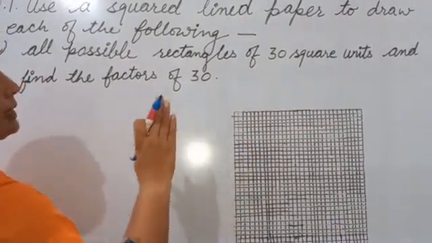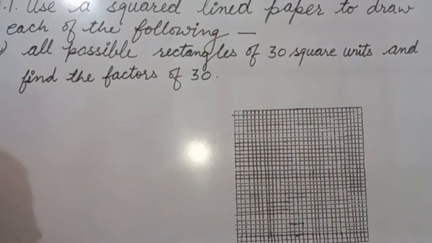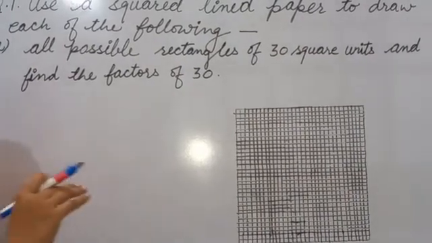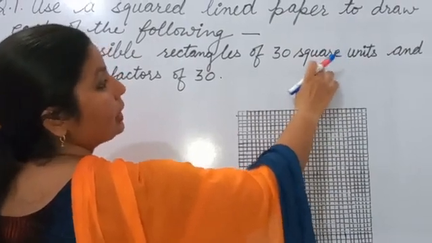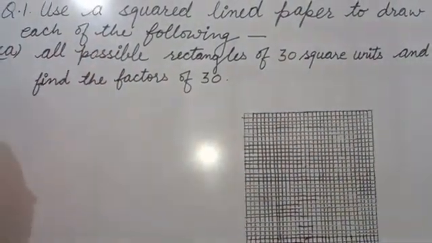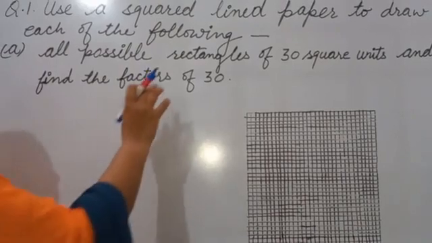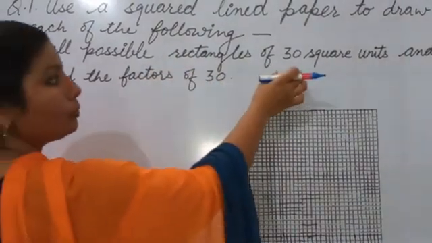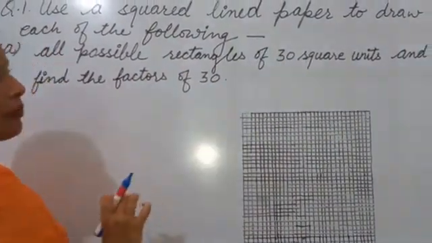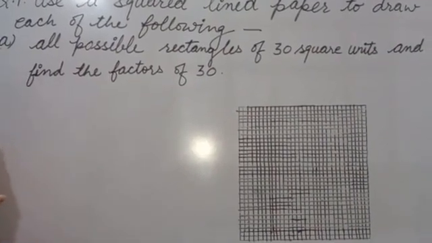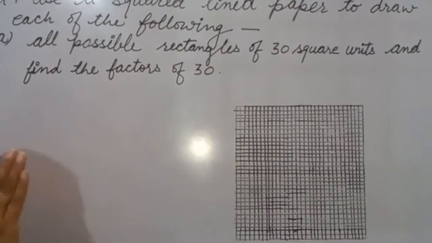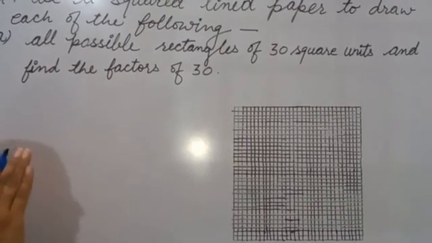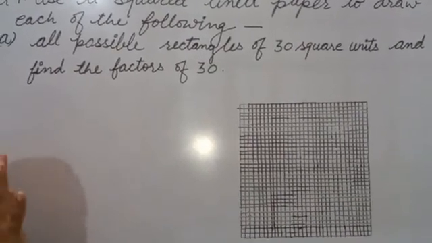30 square units means the area should be 30. That's because square is the unit of area. So you should make rectangles whose area is 30. Any unit you can take. You can take centimeter, or half centimeter, which means 5 millimeters. Any unit you can use.